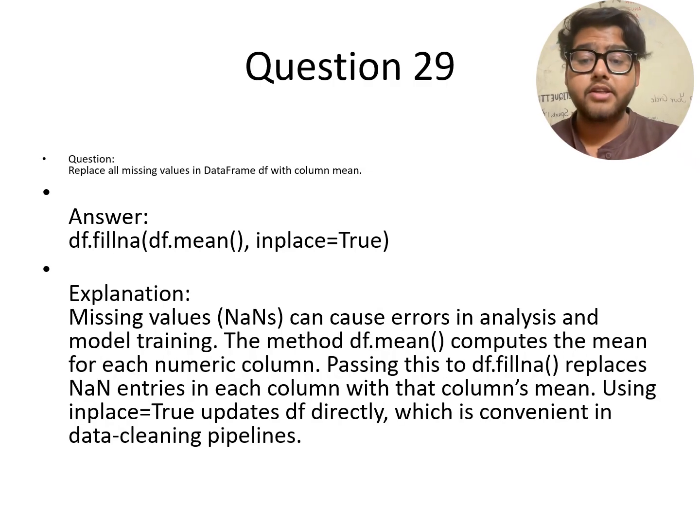Question number 29 is, replace all missing values in data frame df with the column mean. Missing values can cause errors in analysis and model training. The method df.mean computes the mean for each numerical column. Passing this to df.fillna replaces NaN, that is missing value entries, in each column with the column's mean. This is commonly used in data cleaning pipelines.